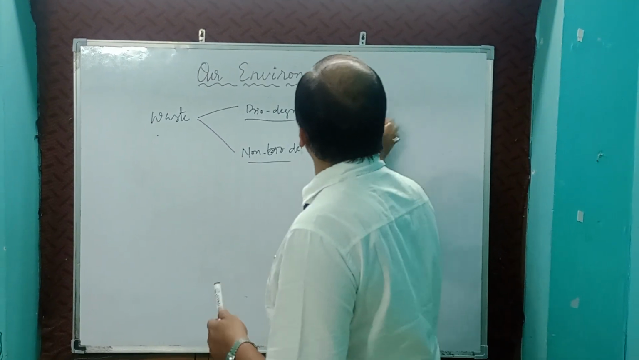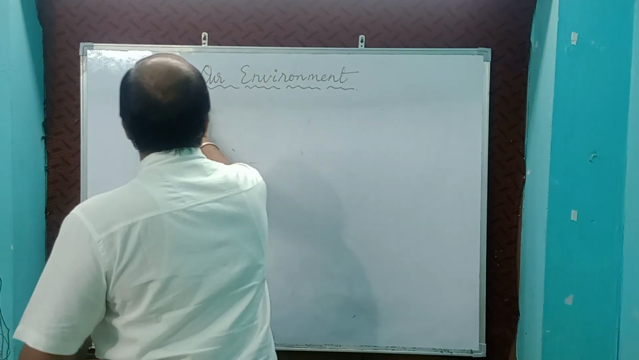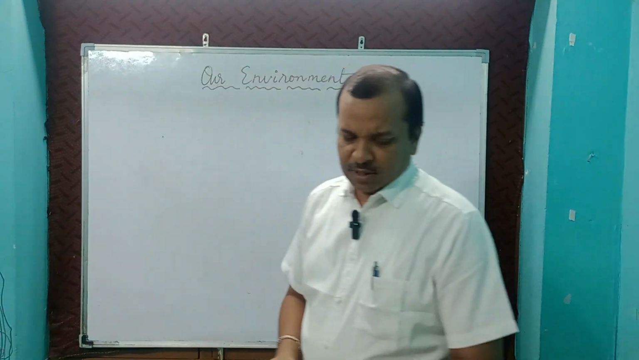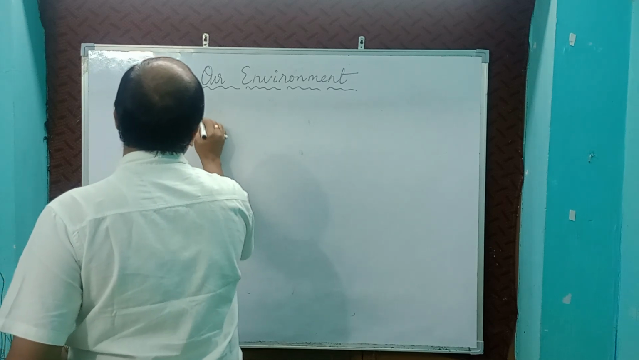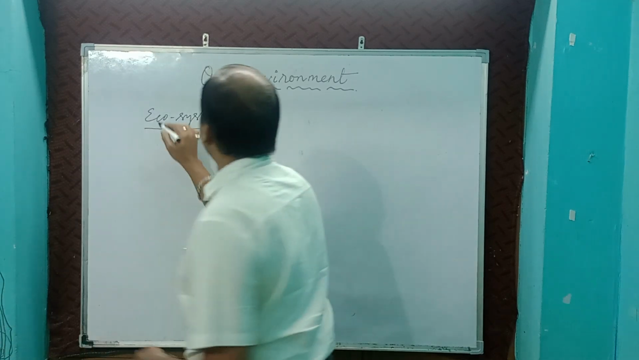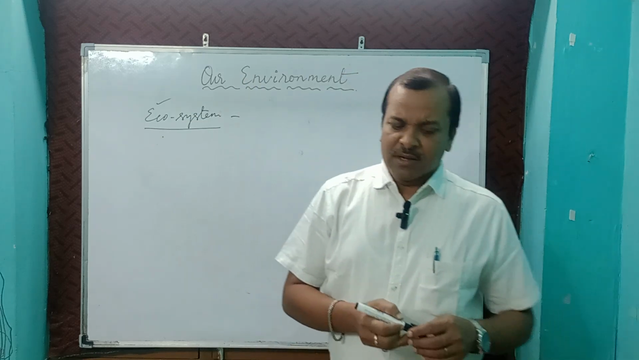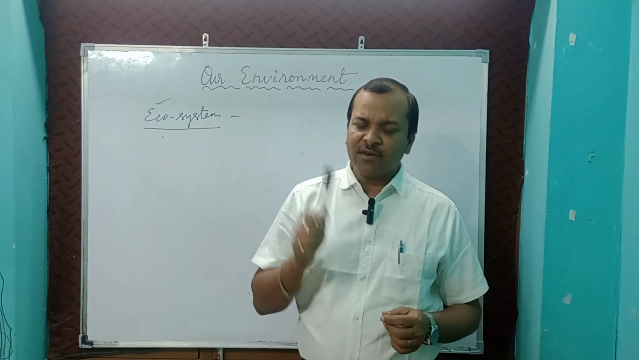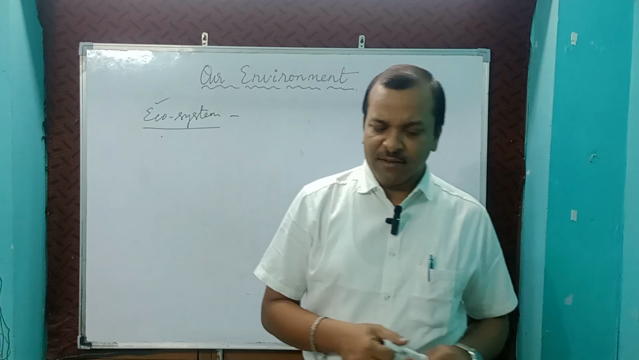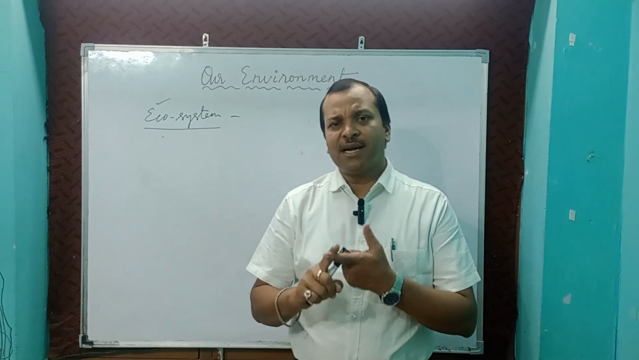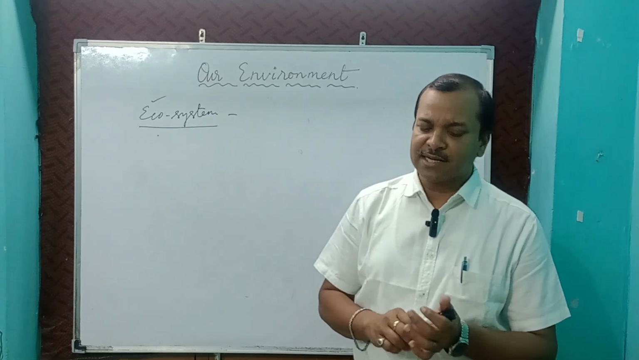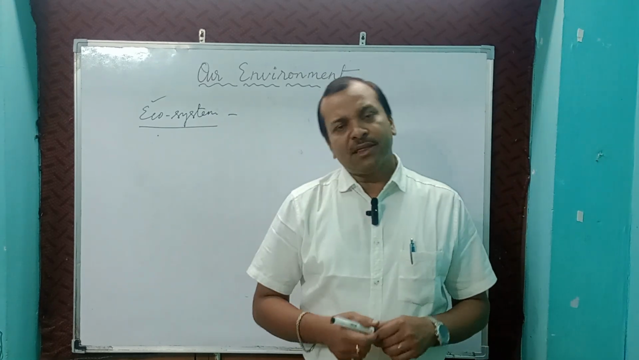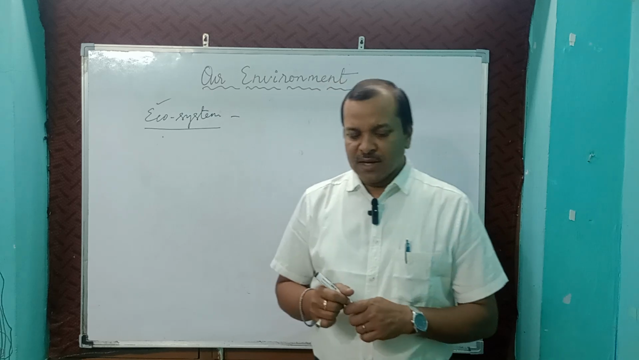Next one is our ecosystem. What is an ecosystem? Eco means what? Self-contained. A self-contained unit of living things, that is plants, animals, microorganisms, decomposers, etc., with the non-living environment. Is it clear?